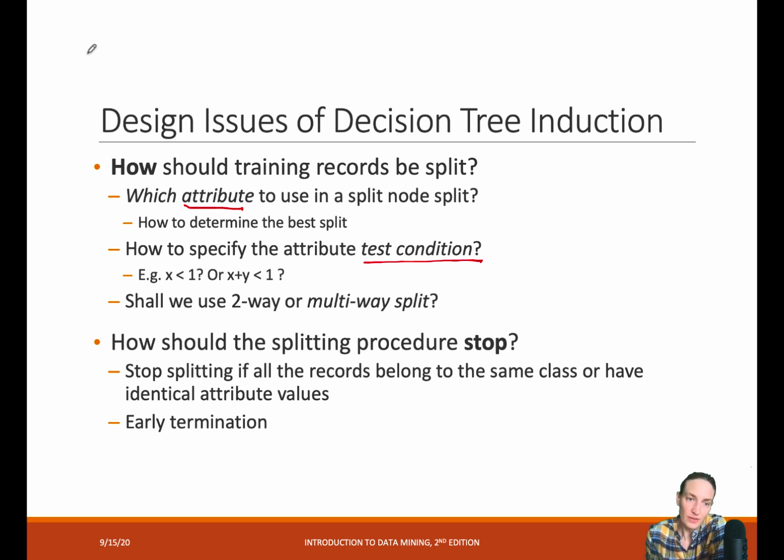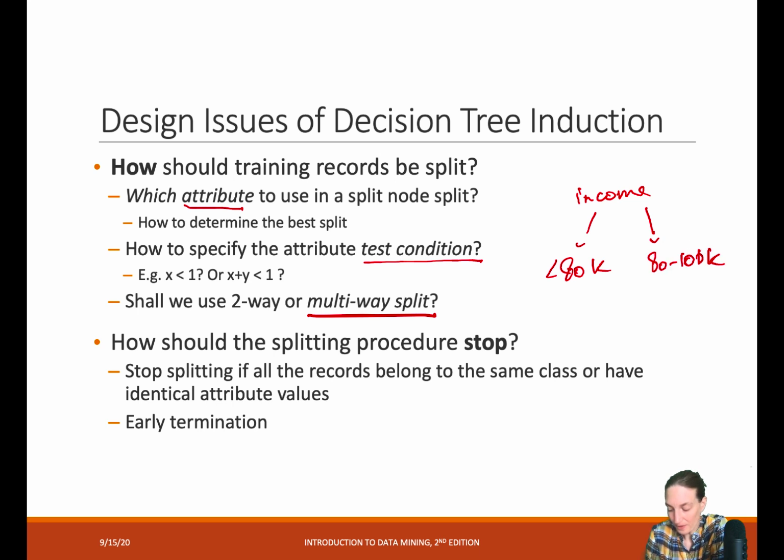There's a third condition that sometimes we have to look at. Do we use a multi-way split? In the case of the income, for instance, we could split it lower than 80K, between 80 and 100K, or more than 100K. That would be a multi-way split. Not all trees have this. And then we need to have a stop for the decision tree splitting procedure, because otherwise your tree might become infinitely big.